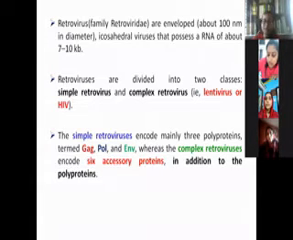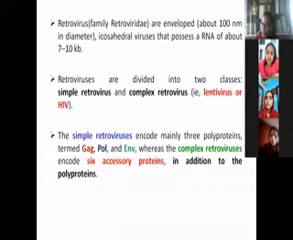Then retroviruses are divided into two classes, simple retrovirus and complex retrovirus. The complex retrovirus is otherwise known as lentivirus or HIV.